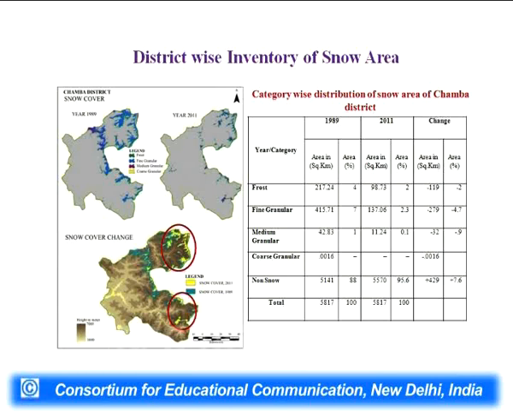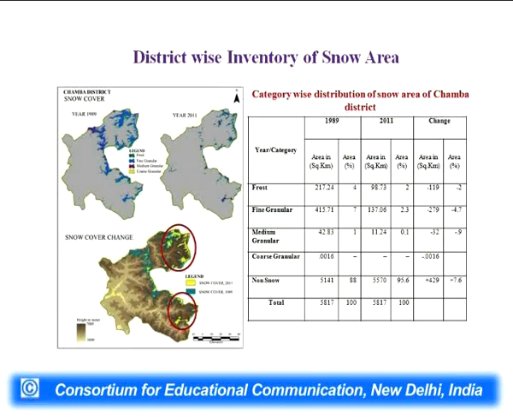granular, medium granular and coarse granular, and we are mapping each category separately. We are trying to get the data of 1989 and 2011 for each category, and it's quite a similar trend we are seeing here also, that all the categories are showing a decreasing trend.